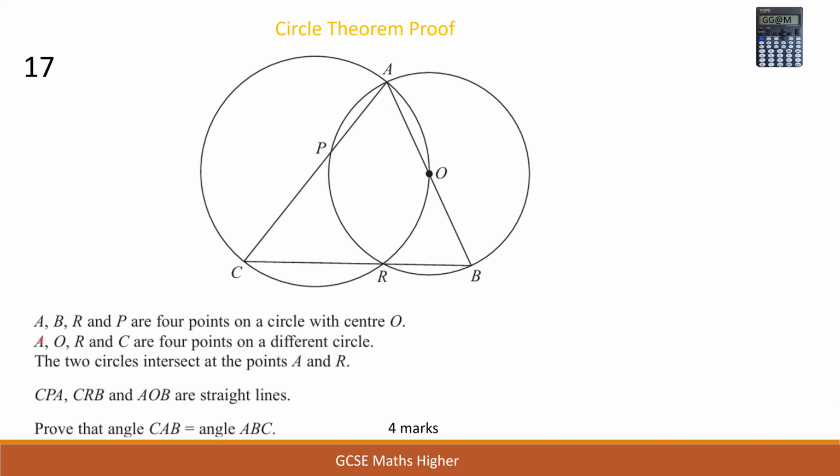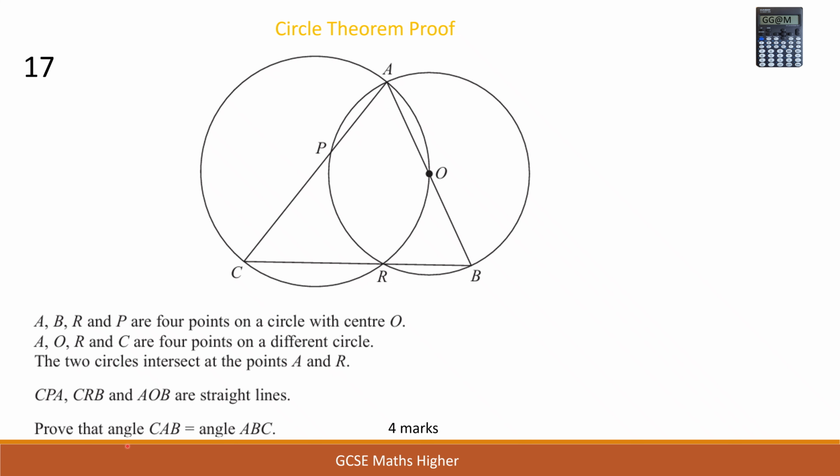Fantastic work. So you're told you've got points A, B, R and P, so you can see them. A, B, R and P are 4 points on the circle with centre O here. And then you've got A, O, R, C are 4 points on a different circle. And the two circles meet at the points A and R here. And you've got CPA, which is a straight line. And you have got CRB. So you can see here, CRB is also a straight line. And AOB is also a straight line, which means you've got a triangle appearing in the middle here.